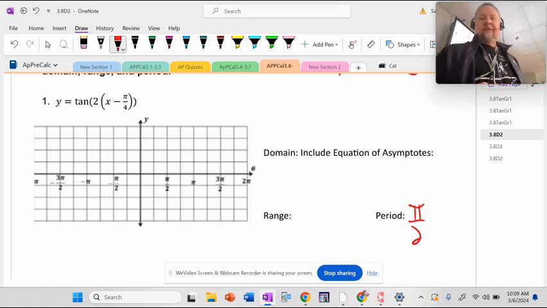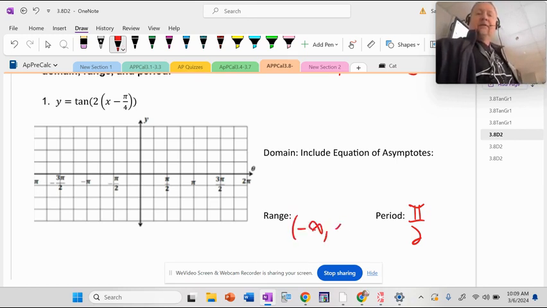Right? And then we'll get the range later. What's the range, everybody? Always. All of them. All of them. Did you hear that? All right. Very excited. I know that one.